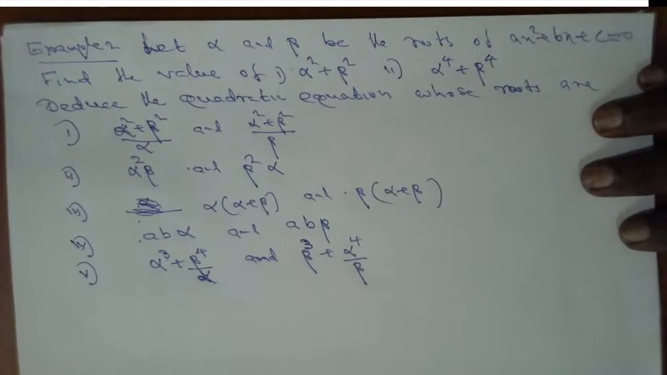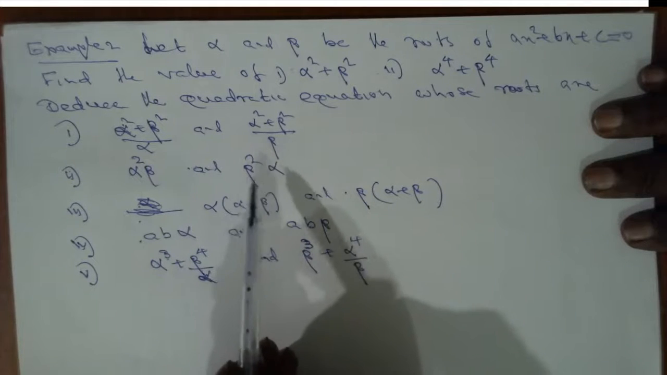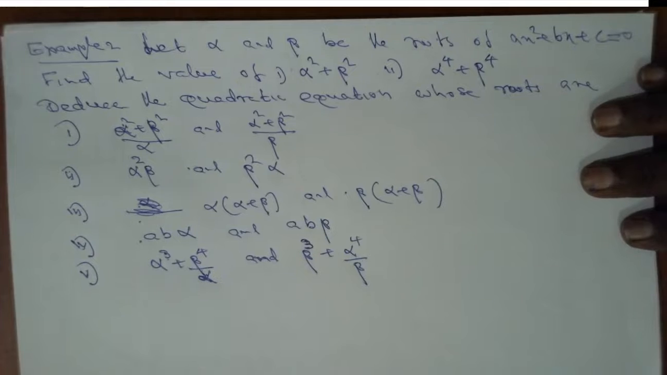Right. Now you can do this sum. You are given that alpha and beta are the roots of ax squared plus bx plus c equals 0. Find the value of alpha squared plus beta squared, and alpha to the 4 plus beta to the 4. That part is easy, no? Thereafter you have to deduce the quadratic equation having the following pair of roots. Can you try it? How do you do it? The first part you can manage very easily, right?